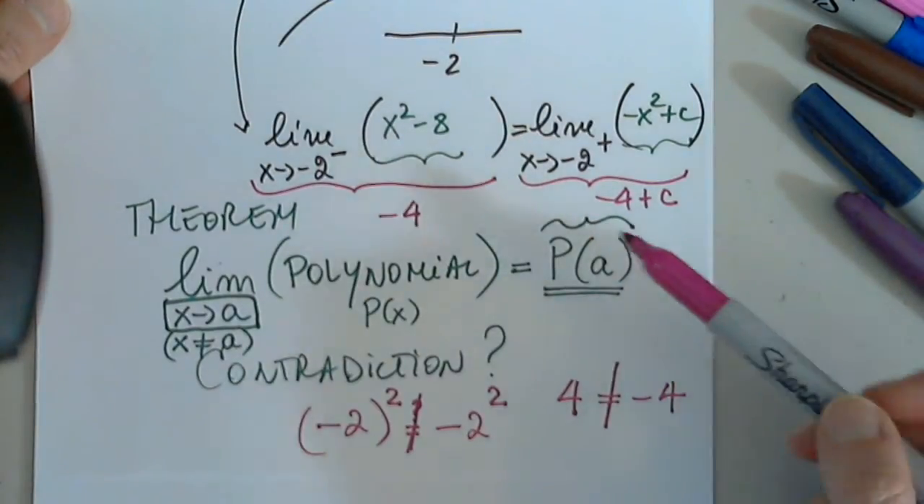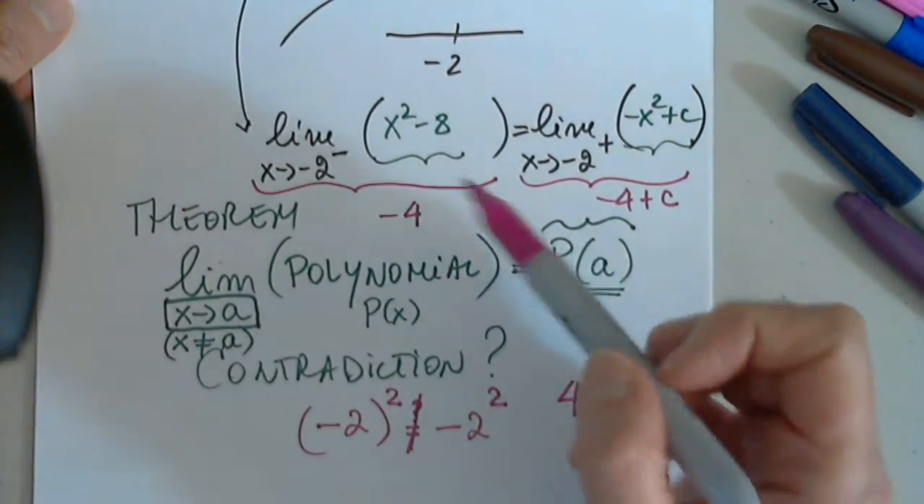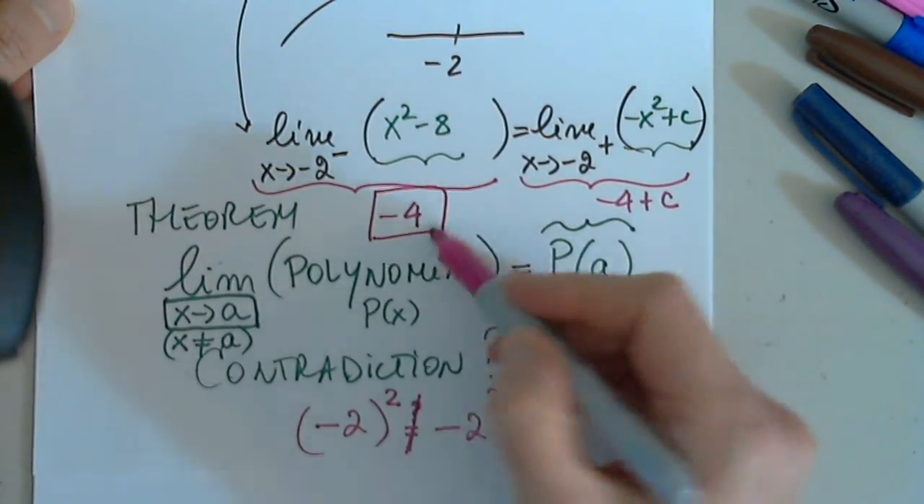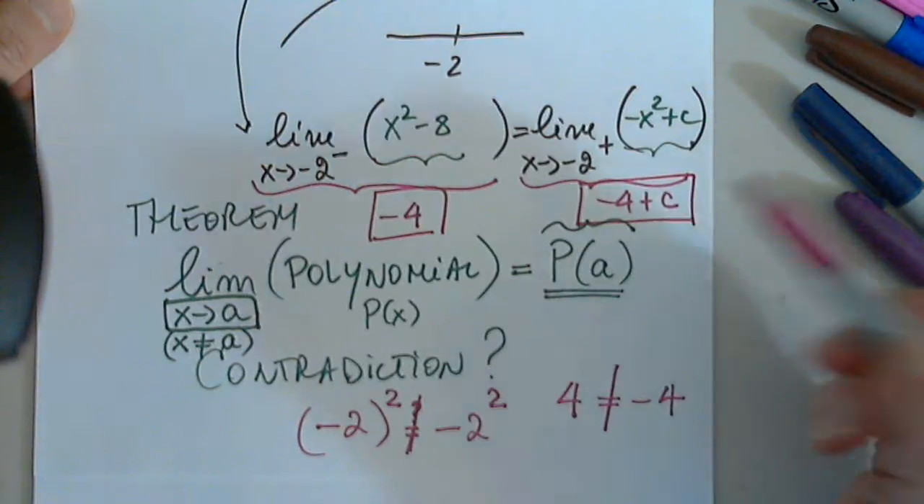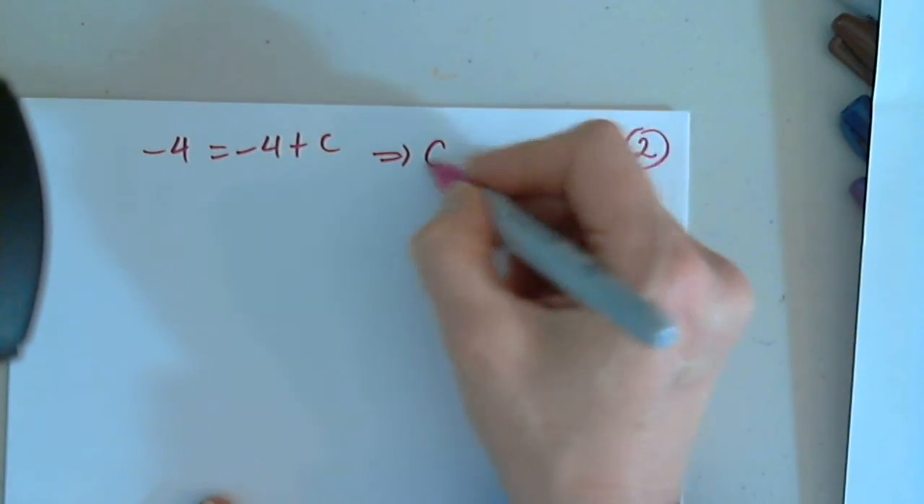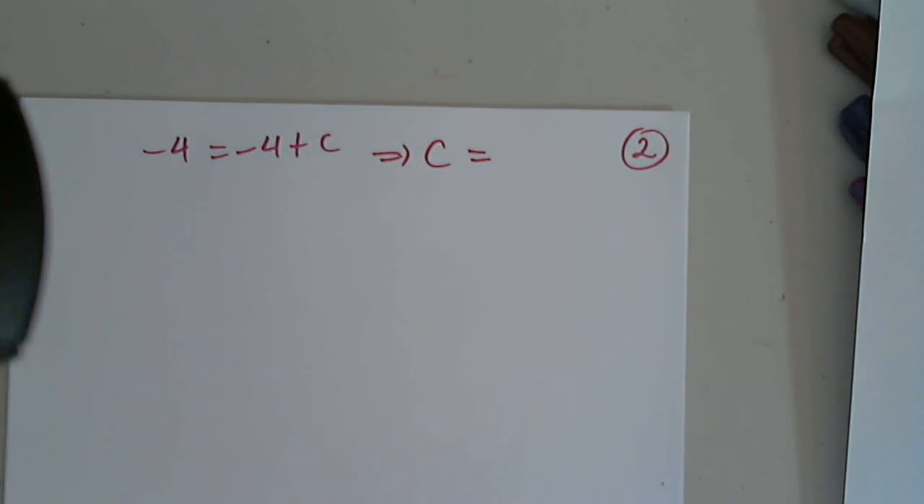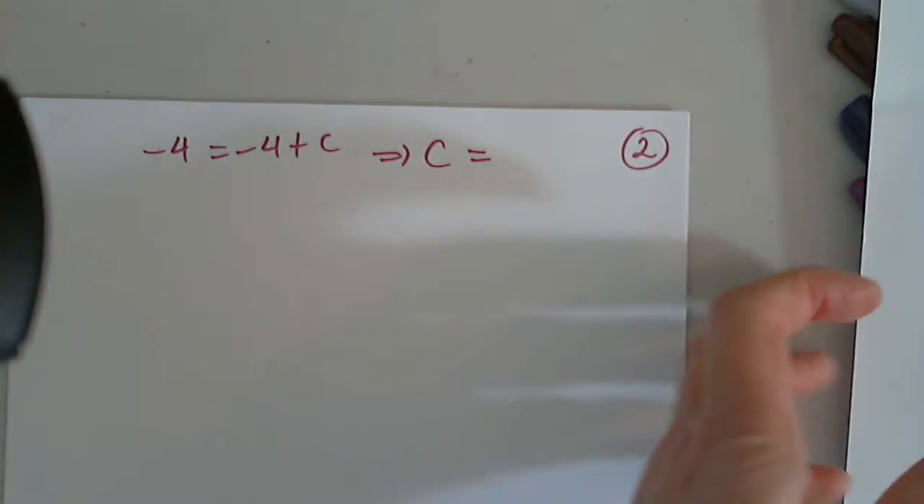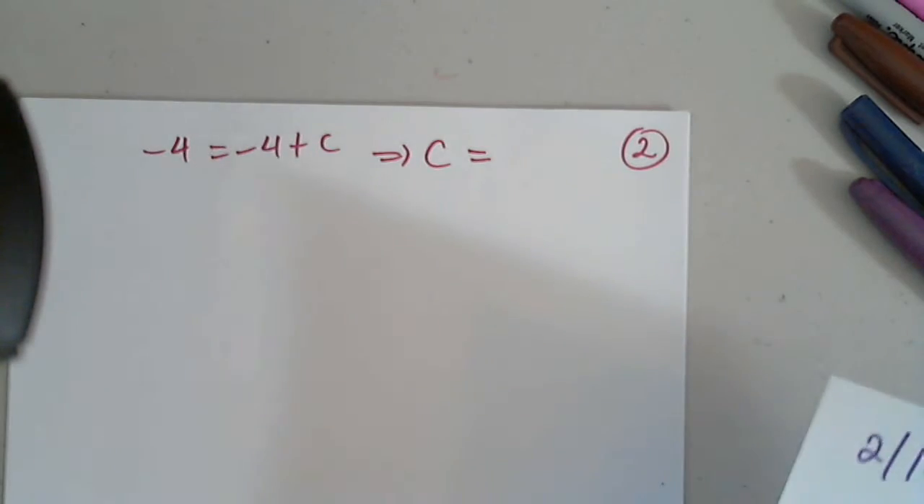So coming back to our relationship, indeed, as Amanda said, negative 4 has to equal negative 4 plus c. So I will write the equation: negative 4 equals negative 4 plus c, and from here I determine c and put it back in the function. How much is c from here?